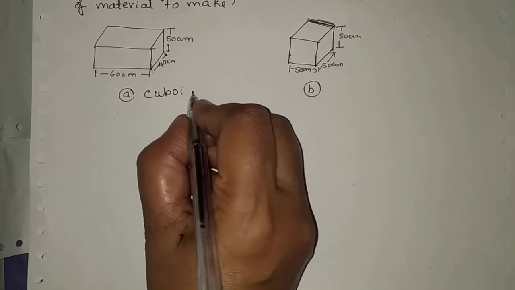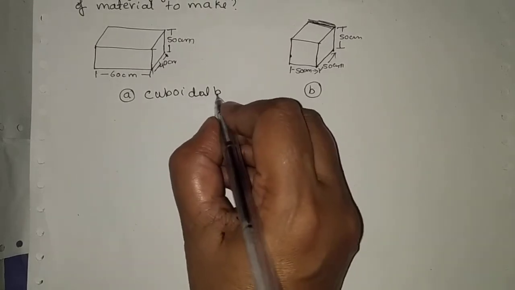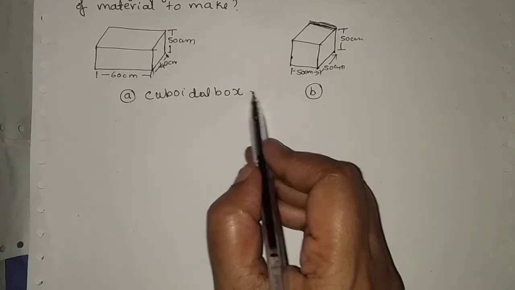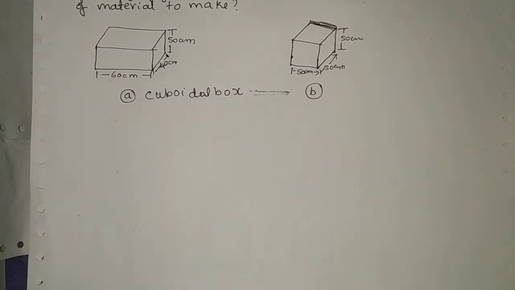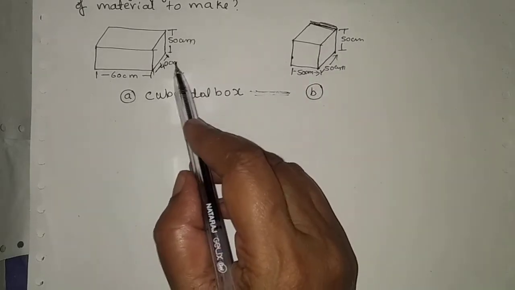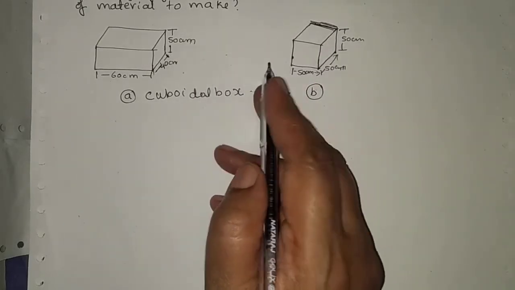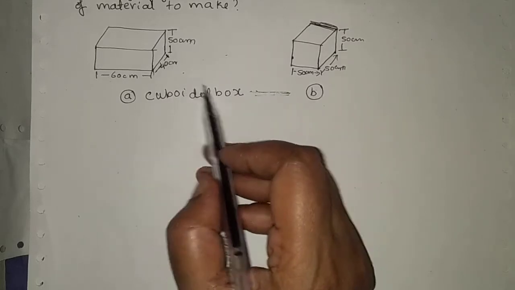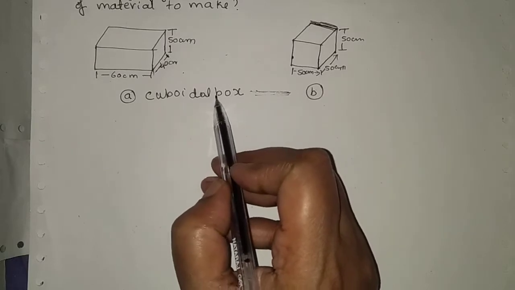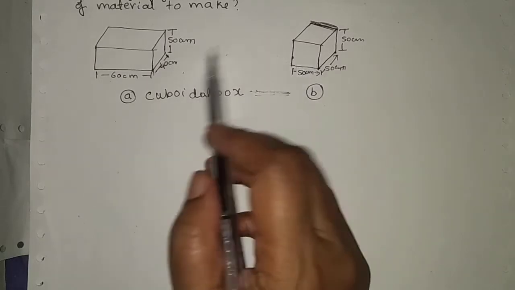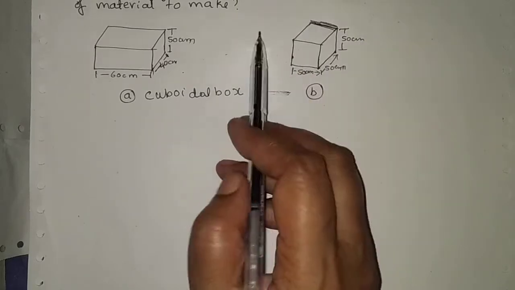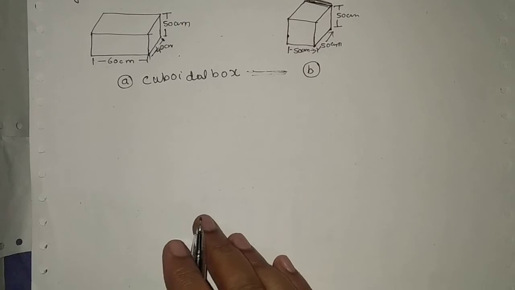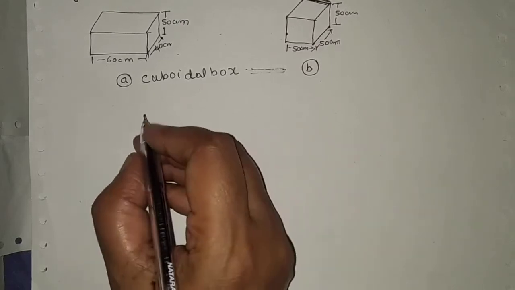Here also it is the same thing. The shape is different, but the figure I have drawn is rough, so you can refer to the textbook. So here the solution: out of these boxes we have to find out which box requires less material to make, which box can be made with less material.